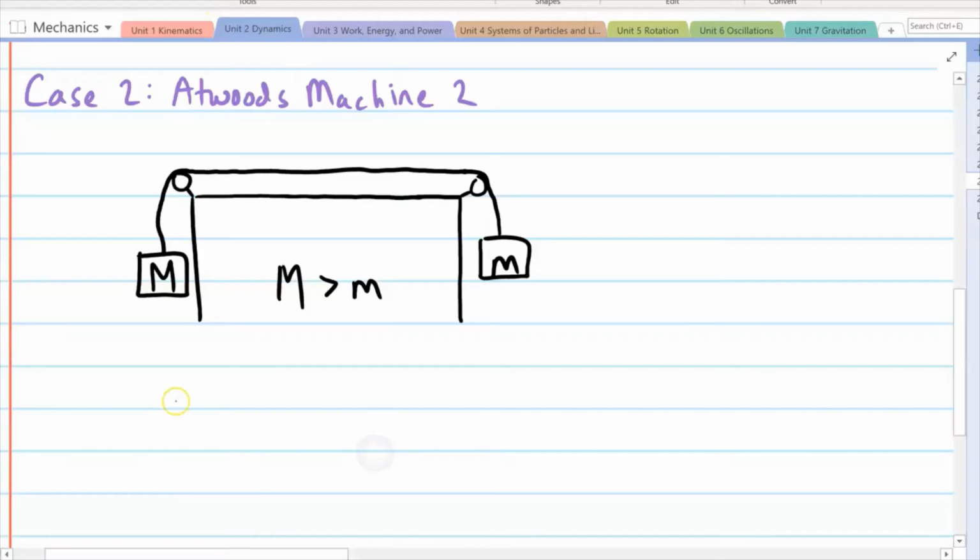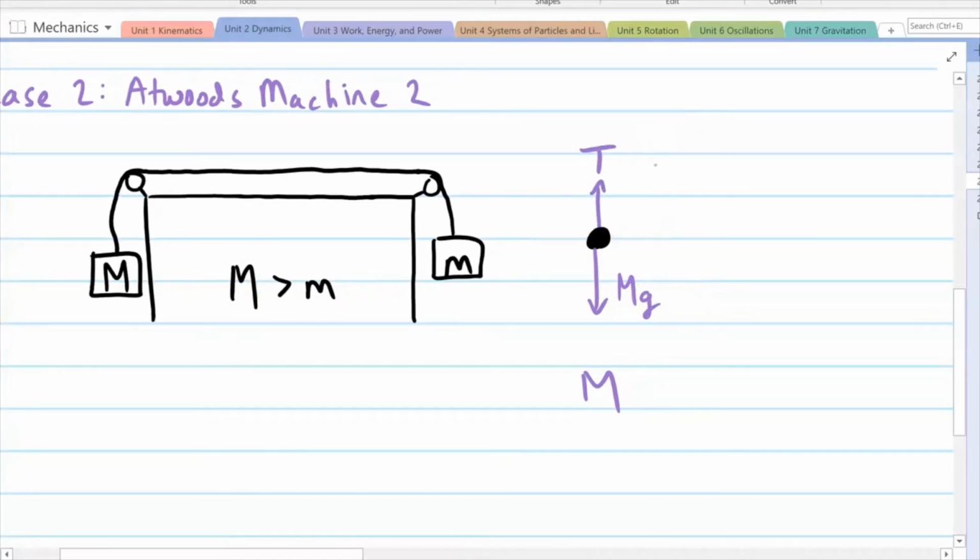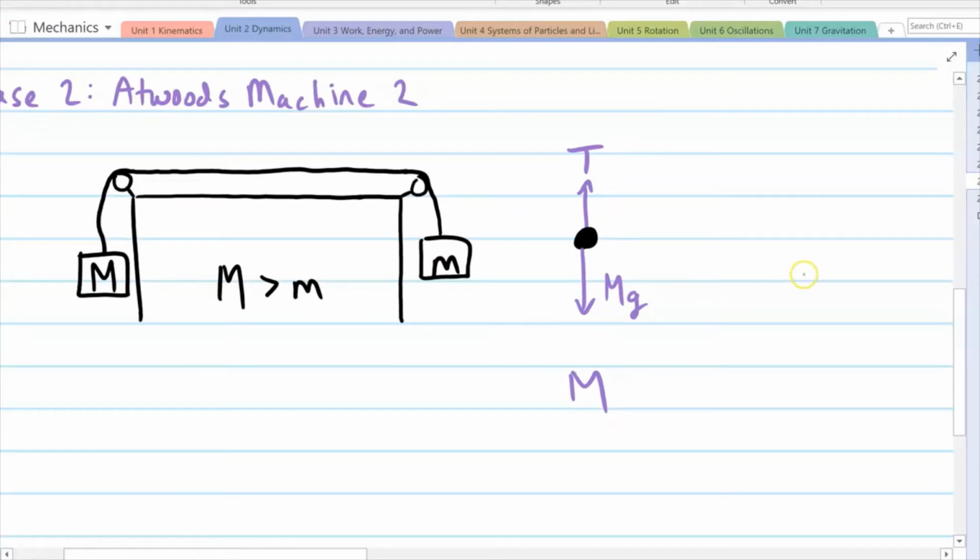We're going to look at the free body diagrams of these two objects, which we should do the capital M here. So capital M, we have its weight, Mg, and then the tension force. And then we have the little mass, right? Let me draw another one here. The little mass, whose weight is like this, and the tension force is like this, right? This is the little mass.